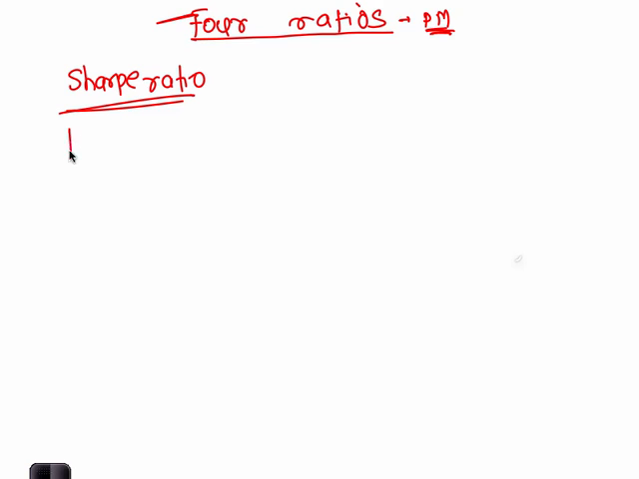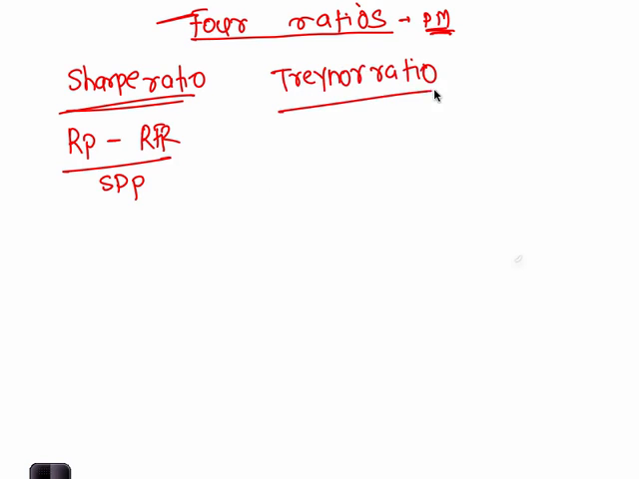Sharpe ratio would be calculated as return on portfolio minus RFR, divided by standard deviation of portfolio P. The second ratio is called Treynor ratio: return on portfolio P minus RFR, but instead of standard deviation, we write beta of portfolio P. And Treynor ratio was actually the slope of the CAPM line.